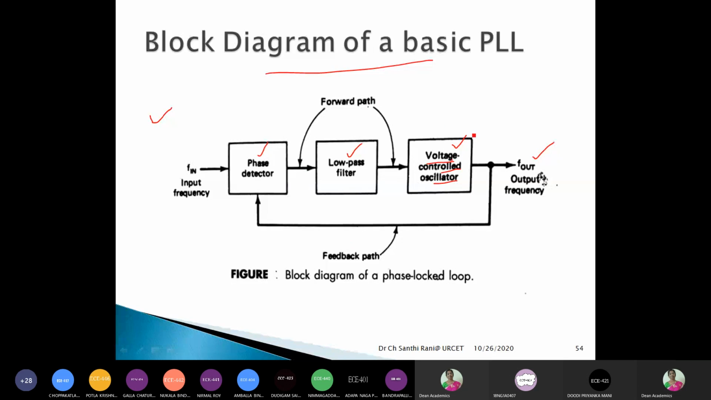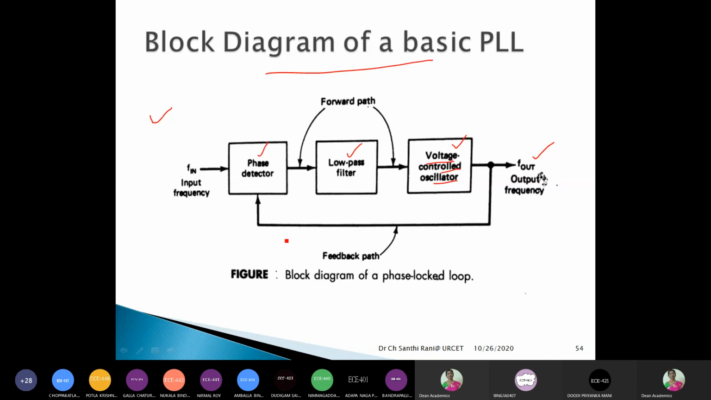In the forward path, we have 3 blocks, that is phase detector, low pass filter, and voltage controlled oscillator. In the feedback path, from output to input, the voltage controlled oscillator output is connected to the phase detector through this feedback path. No other components are there. So the output of the voltage controlled oscillator is connected at the input of the phase detector. This is the basic block diagram.